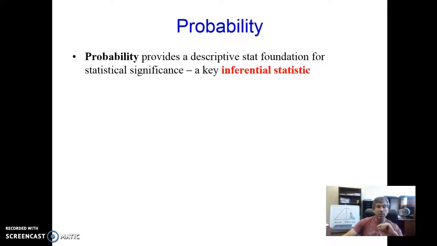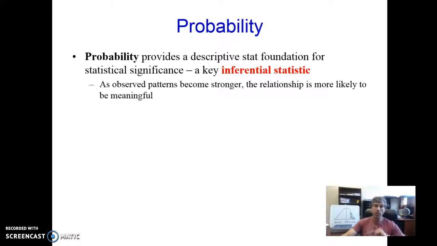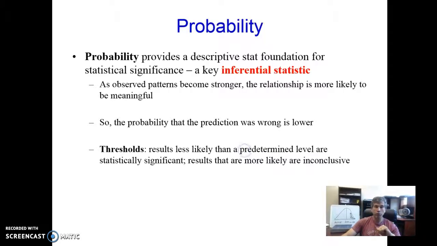So statistical significance is an inferential statistic that's based on a lot of different descriptive stats, one of which is these probability estimates we're going to learn. As the observed patterns in the data become stronger, it's more likely to represent a meaningful relationship at the population level. Correspondingly, the probability that the prediction was wrong goes lower and lower and lower as our patterns of data become stronger and stronger.